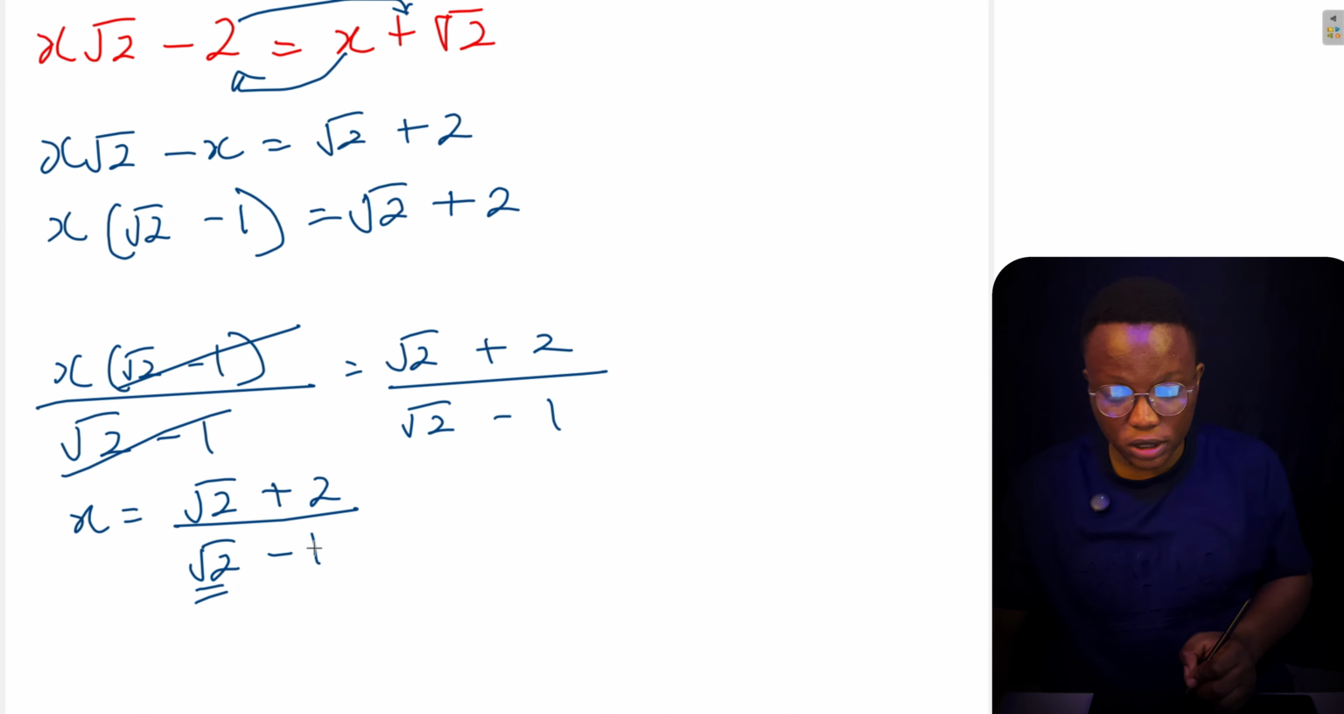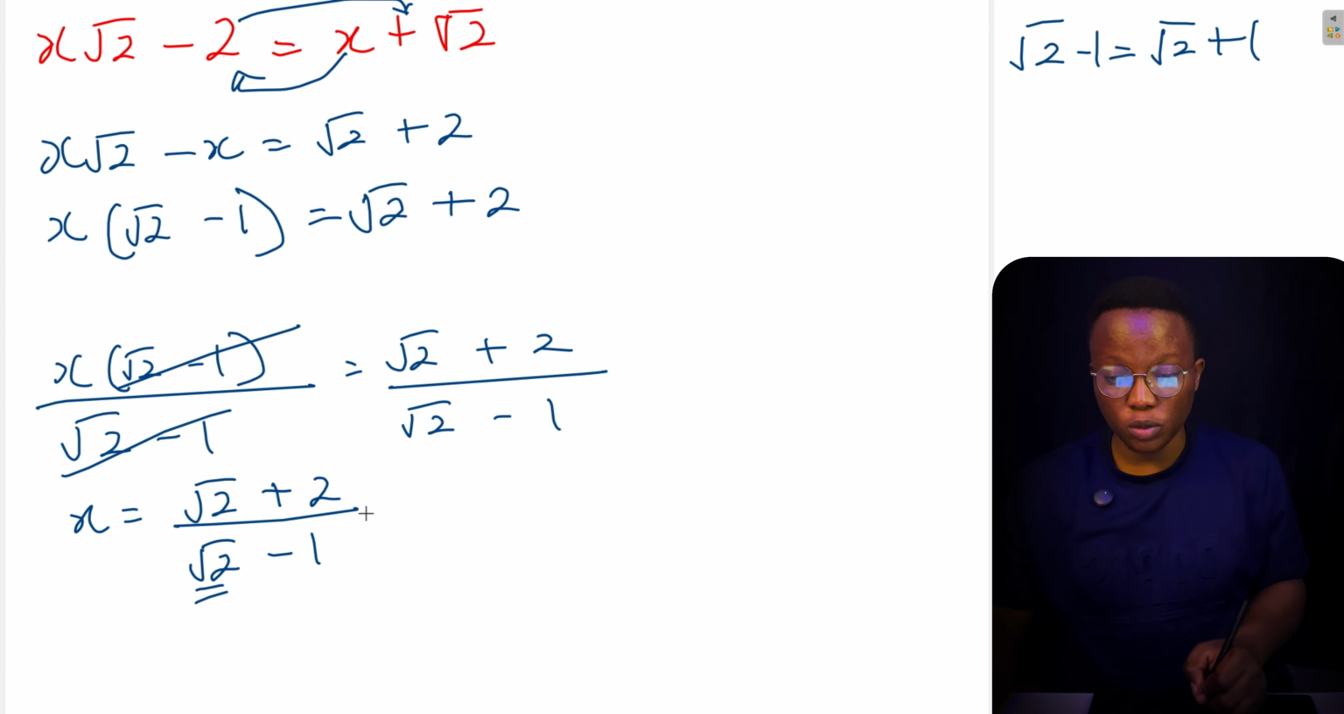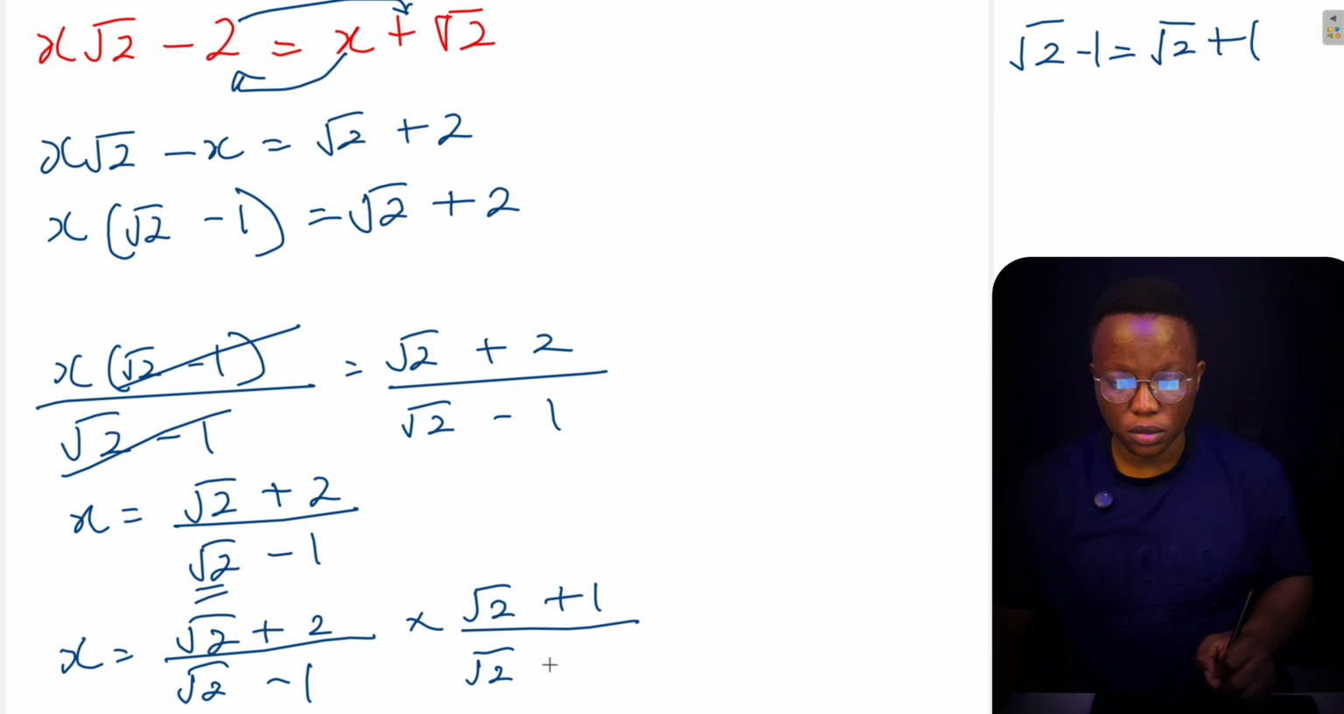So question, what is the conjugate of the denominator? The conjugate of root 2 minus 1 will be root 2 plus 1. Simply change the sign, and that's the conjugate. So we're going to have to multiply this. So now x will be equal to the square root of 2 plus 2 all over the square root of 2 minus 1 multiplied by the square root of 2 plus 1, and same thing there.